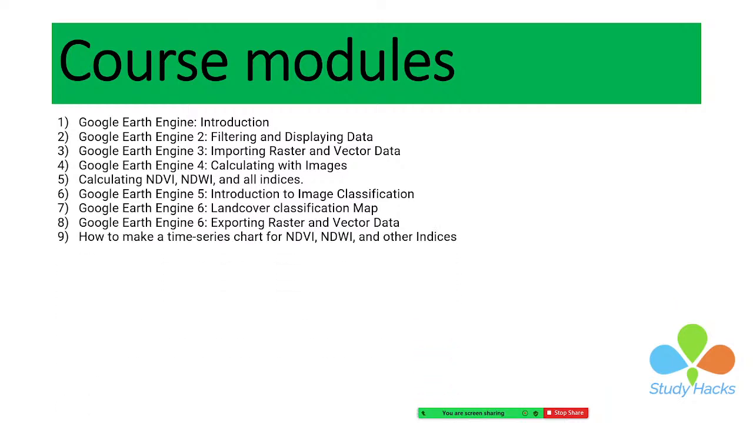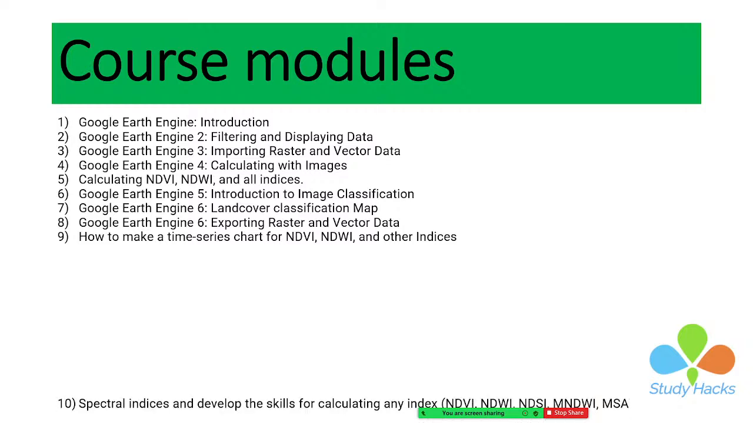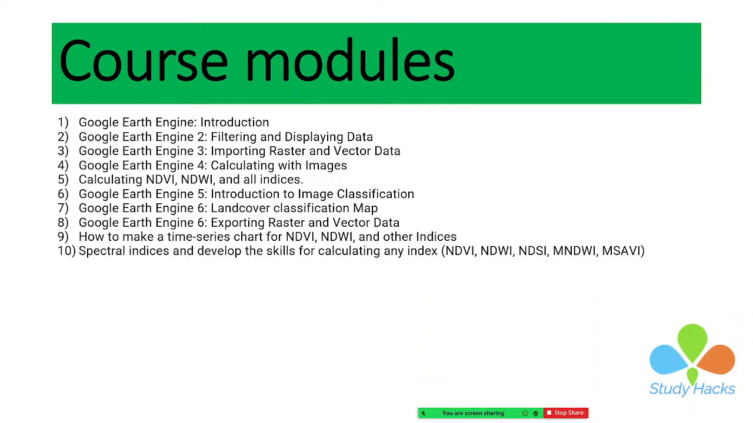Then how to make the time series chart for NDVI, NDWI or all other indices, we can also do easily in the Google Earth Engine platform. Then calculating spectral indices, whether drought indices or water quality indices, all of the indices follow the same procedure. When you learn the procedure, you can easily implement it for other indices and get the result.